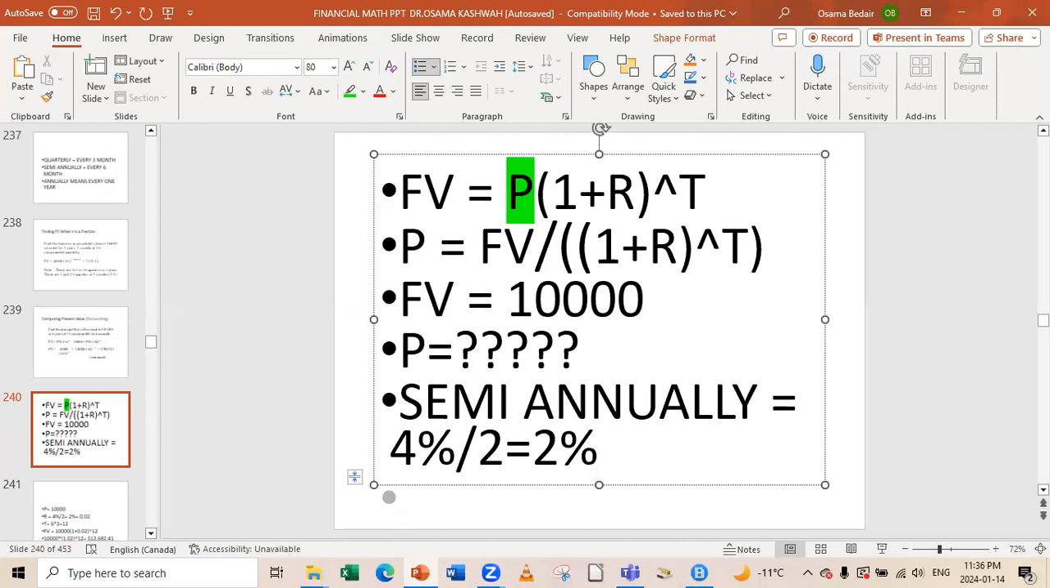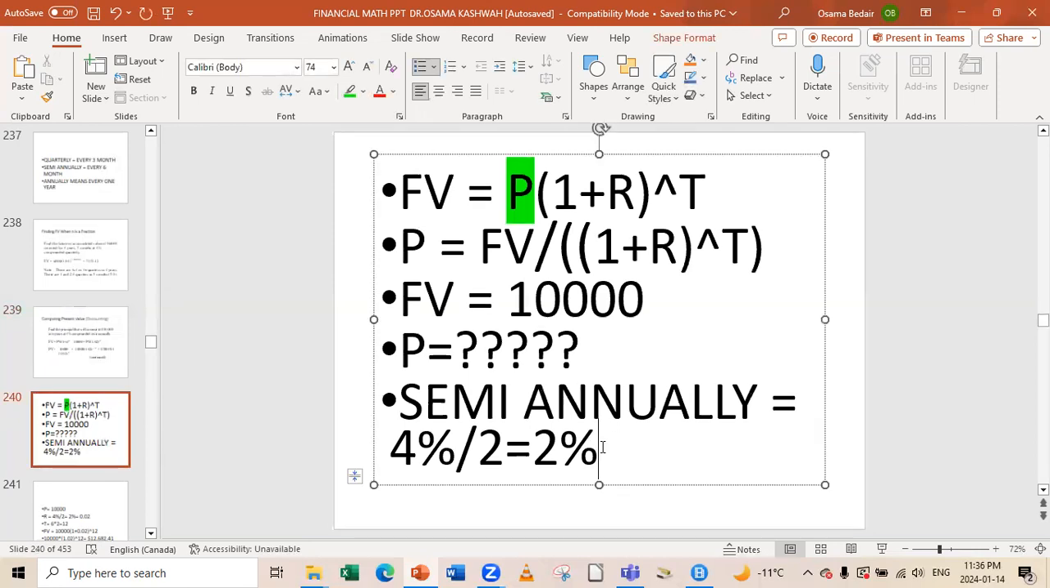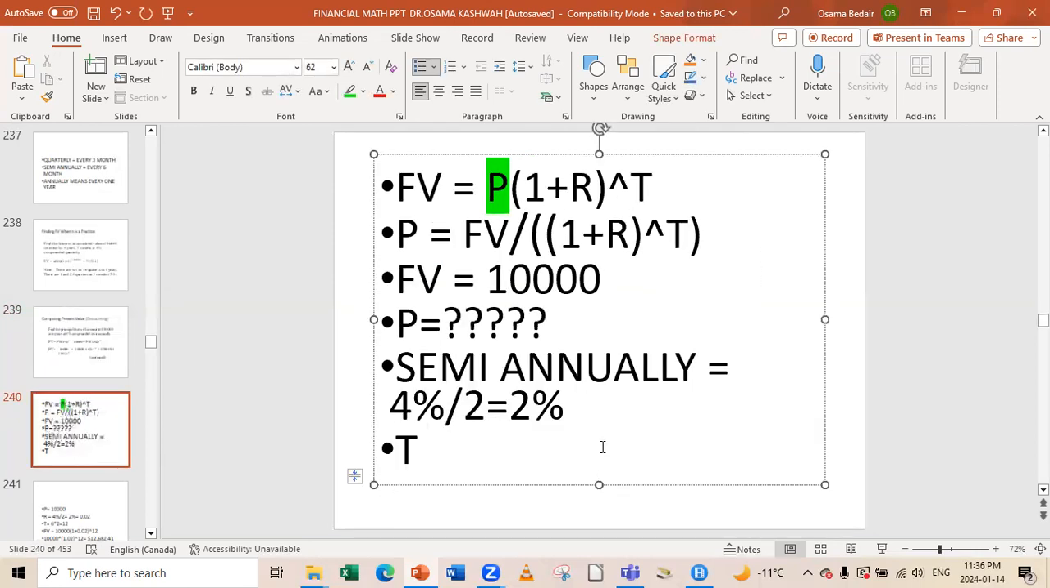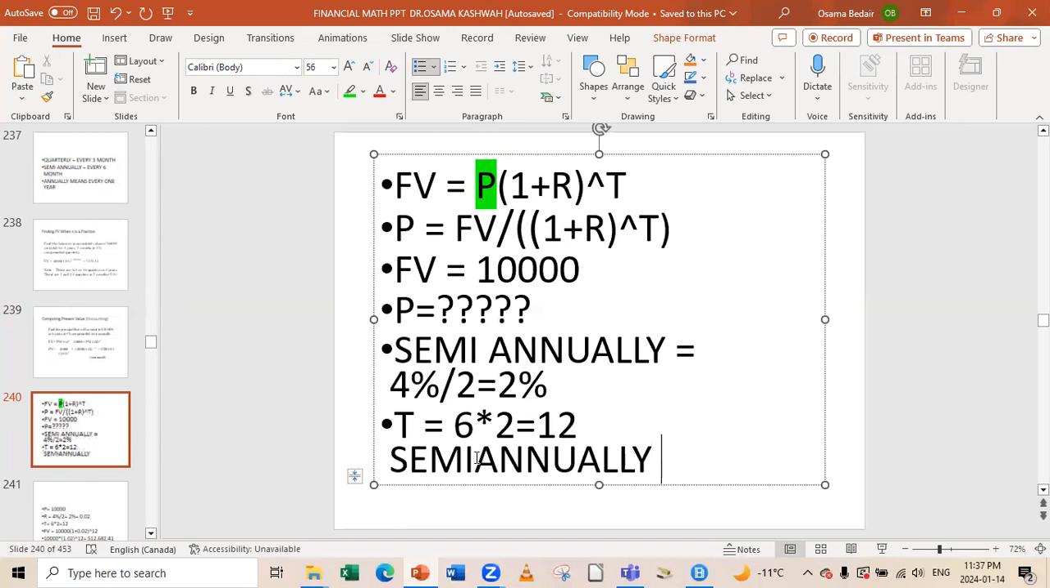Also, one thing more, the duration. How long is the duration? 6 years. When I convert it into semi-annuals, how many half years do I have in the 6 years? So here the time will equal 6 years. Every year we have two semi-annuals, so that will equal 12 semi-annuals. Now we are converting everything into semi-annual. That's what we are doing right now.